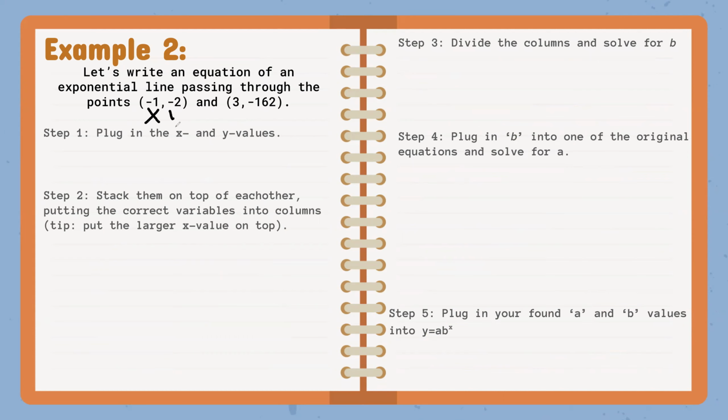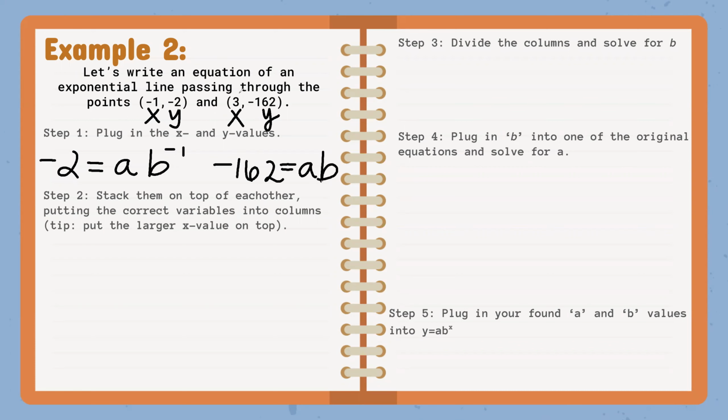So again, this is my x and my y. I'm going to create an equation. I don't know what a or b is, but I know x is -1. And then -162 is equal to ab to the 3.